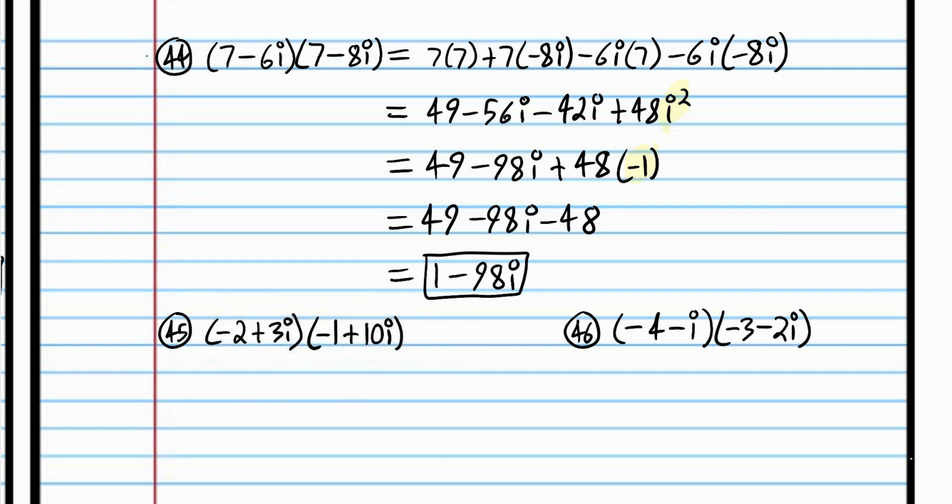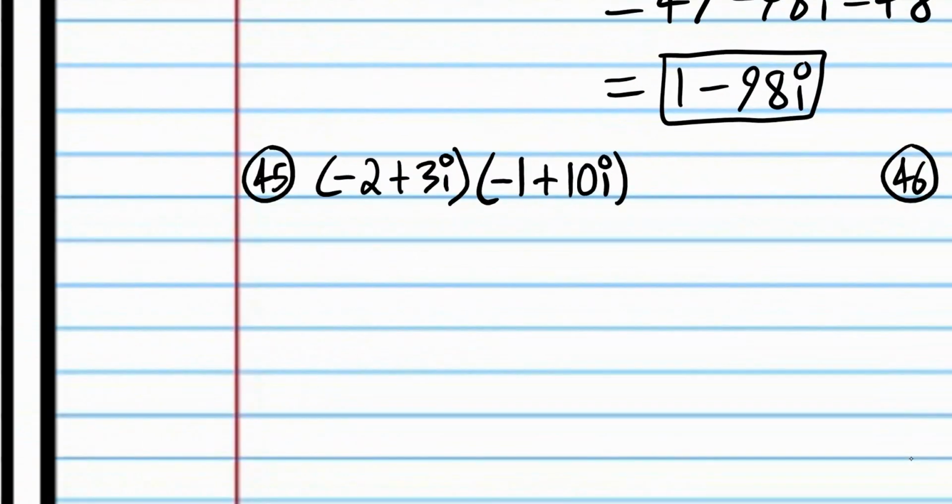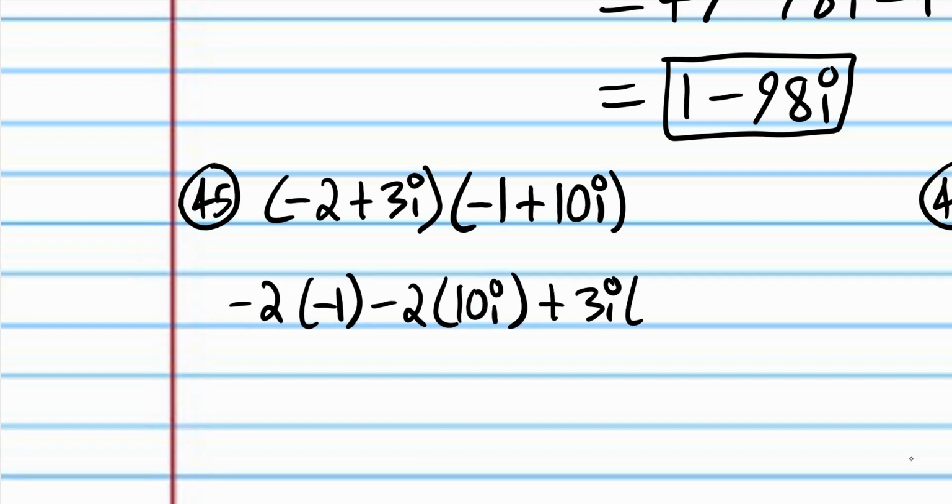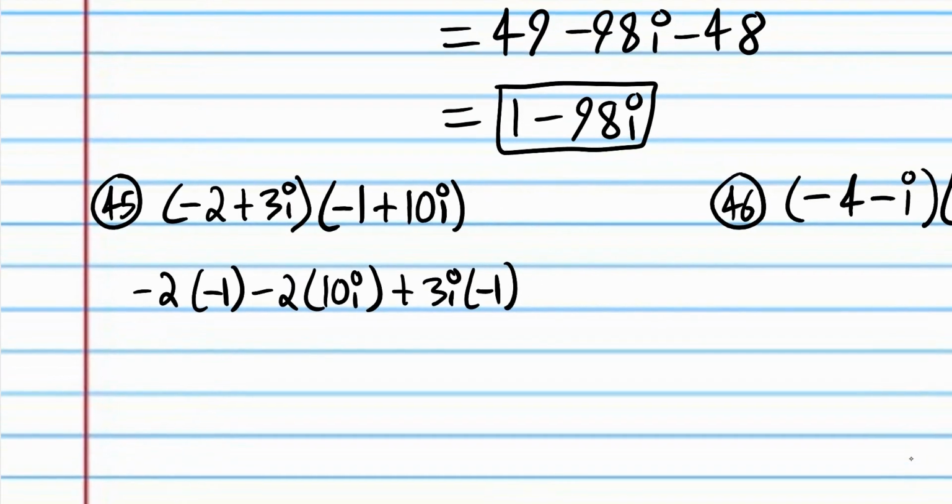All right, we're back. So F of FOIL is negative 2 times negative 1. Or excuse me, that's F of FOIL. And then O of FOIL is negative 2 times 10i. And I of FOIL is 3i times negative 1. And L of FOIL is 3i times 10i.